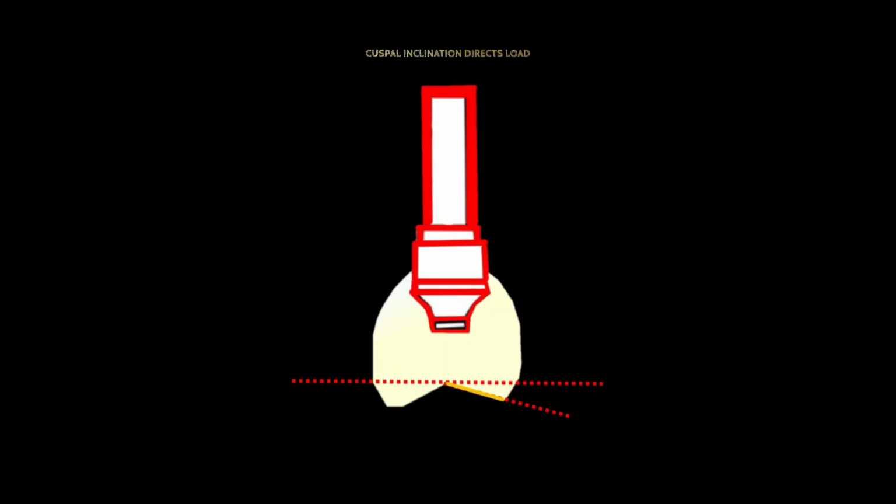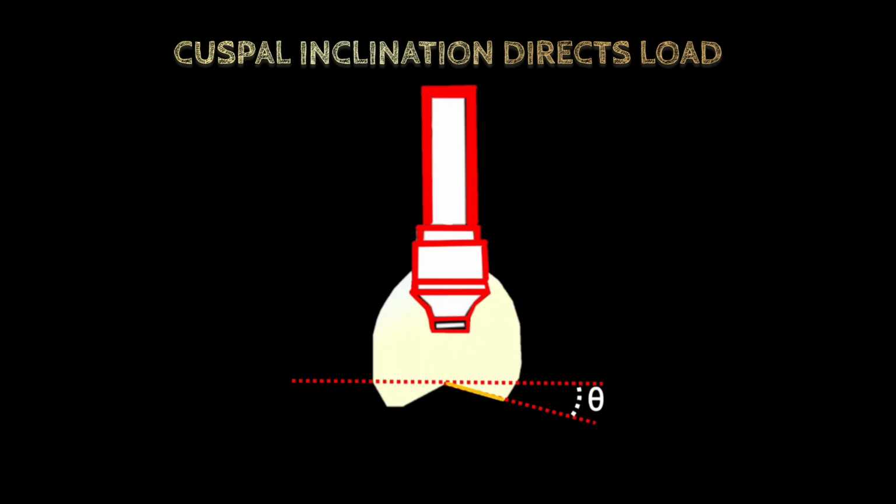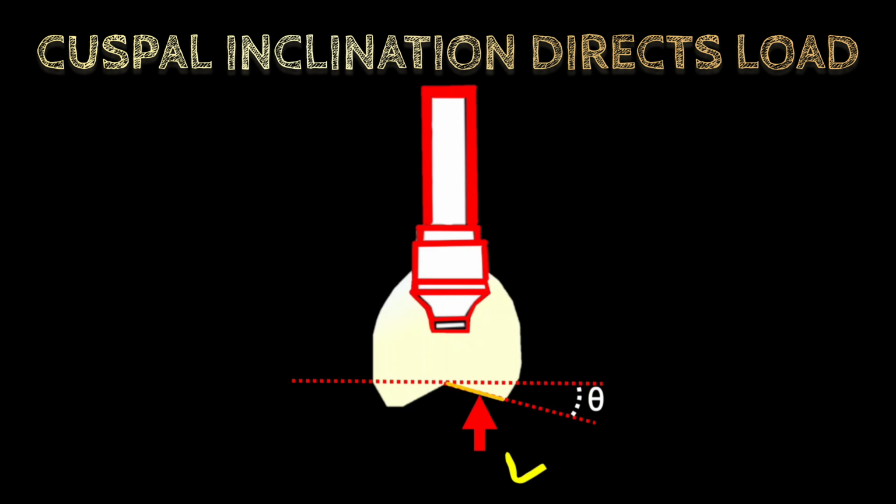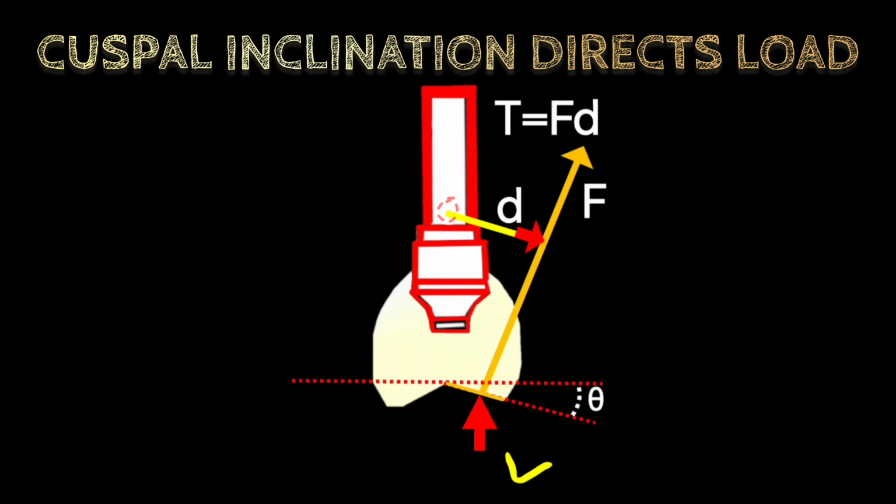Let the cuspal inclination of the implant crown be theta, and a load of L is applied to the implant prosthesis. The resultant line of force deviates from the center of rotation of the implant by a distance of d. Hence, the torque acting upon the implant prosthesis shall be Fd.